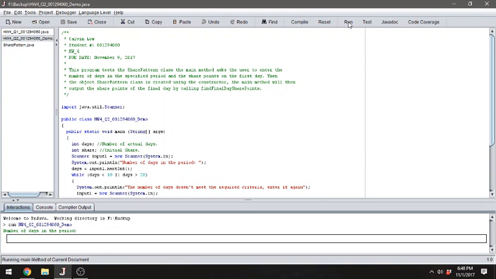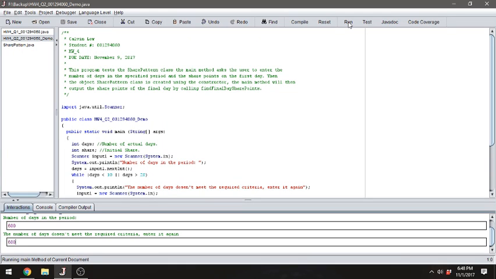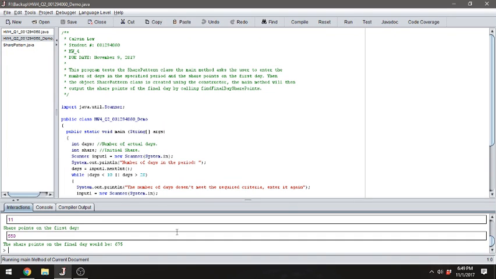The machine will once again ask the user to input the number of days in the period. So again, if I enter something ridiculous like 600, we'll keep asking the user to enter something valid. So let's go back to using 11. For share points on the first day, let's use the homework example once again, 550. As you can see, the machine correctly outputs the share points on the final day would be 675.